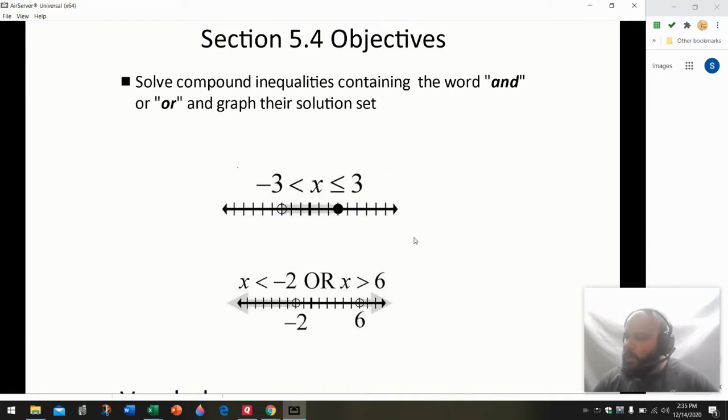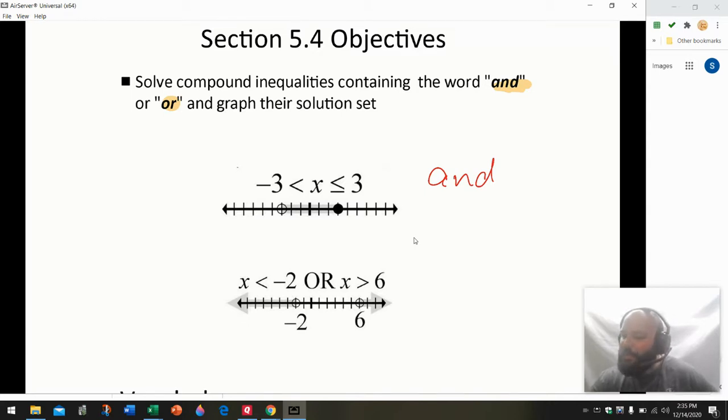And what compound inequalities are is they are inequality statements that contain the word and or the word or. So you can see and, or. And those are actually the two types. And what you see here is what an and inequality looks like, and what you see here is an or inequality. The easiest way to tell them apart is that or inequalities will literally have the word or in them. And inequalities do not, but or inequalities do.